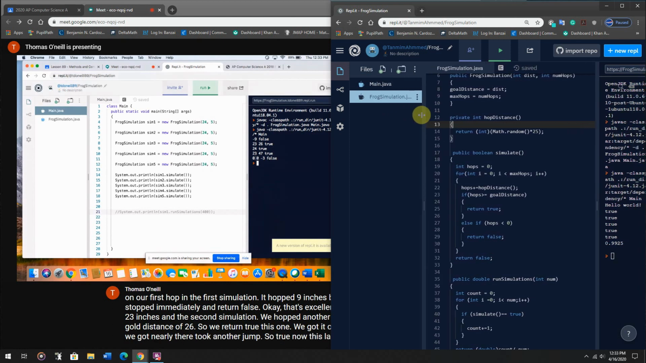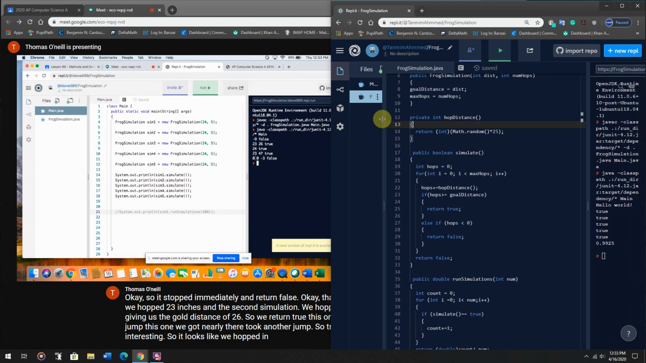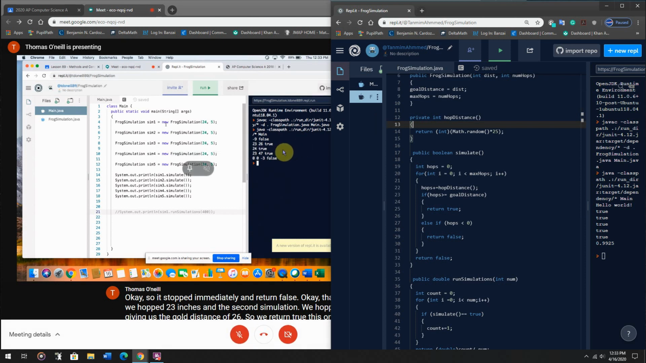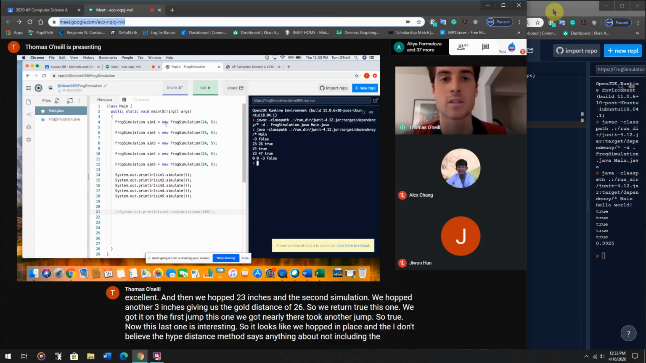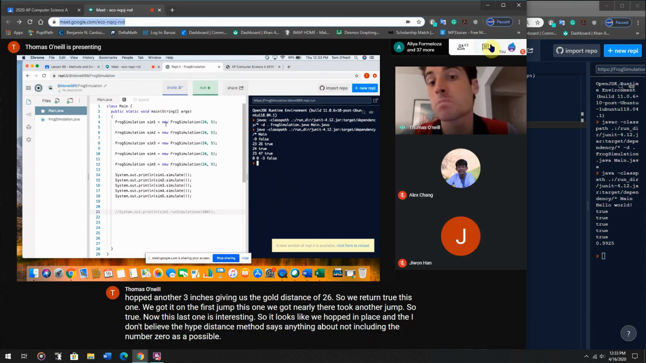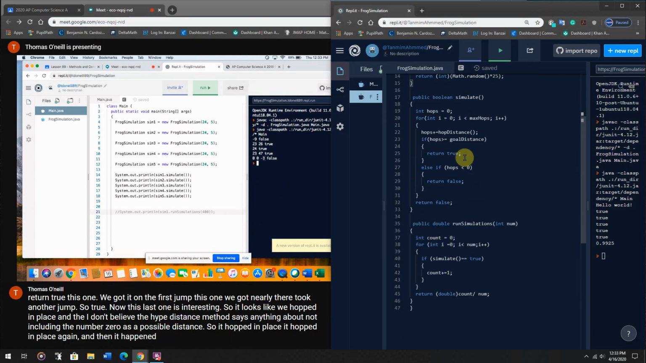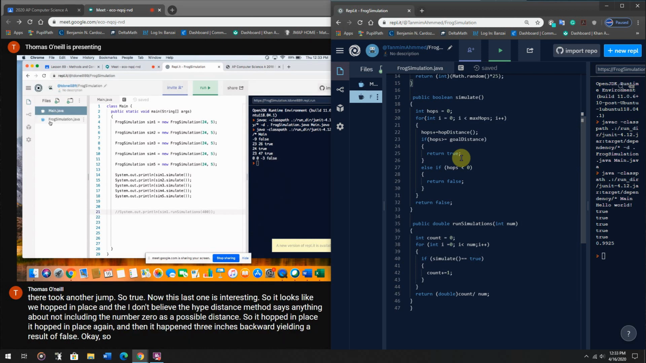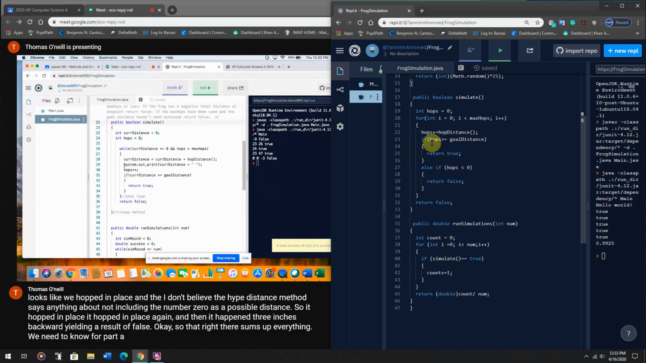Now, this last one is interesting. It looks like we hopped in place, and I don't believe the hop distance method says anything about not including the number 0 as a possible distance. So it hopped in place again, and then it hopped 3 inches backward, yielding a result of false. That sums up everything we need to know for part A. I'm going to go ahead and comment out line 29.